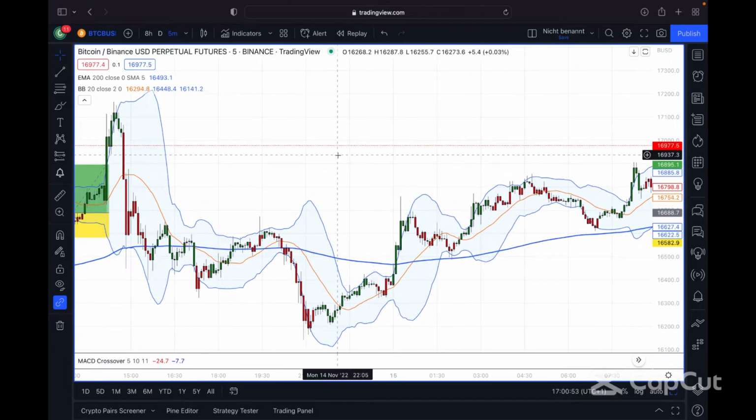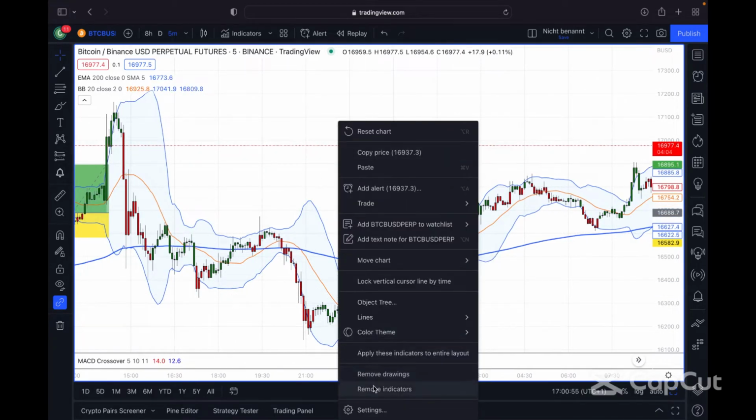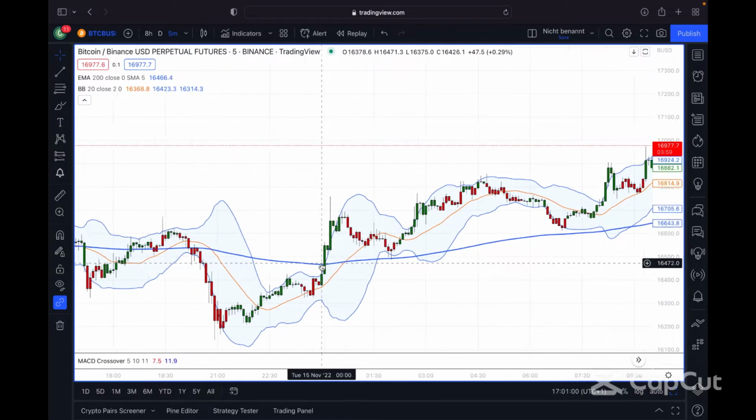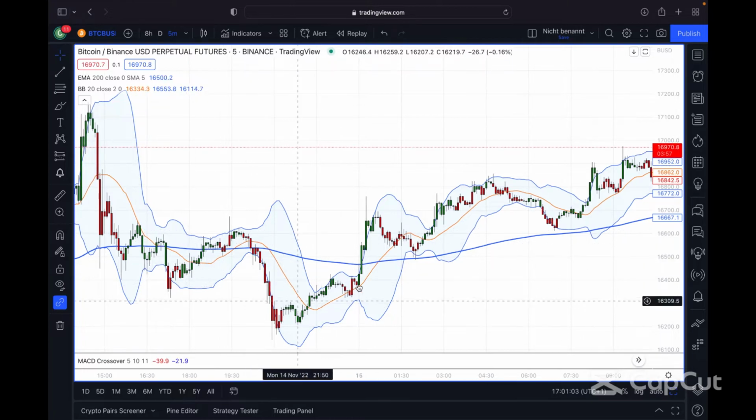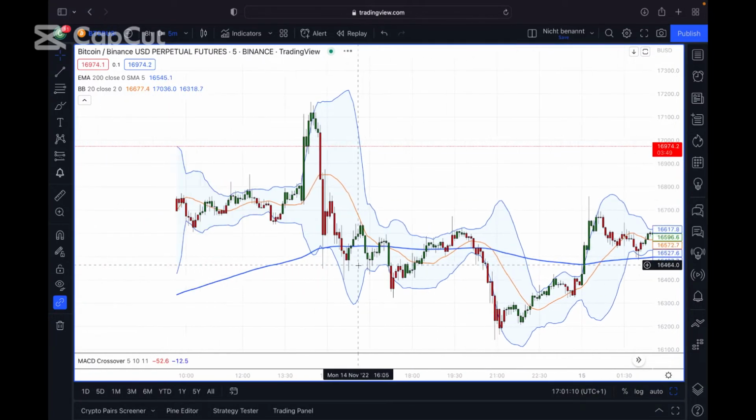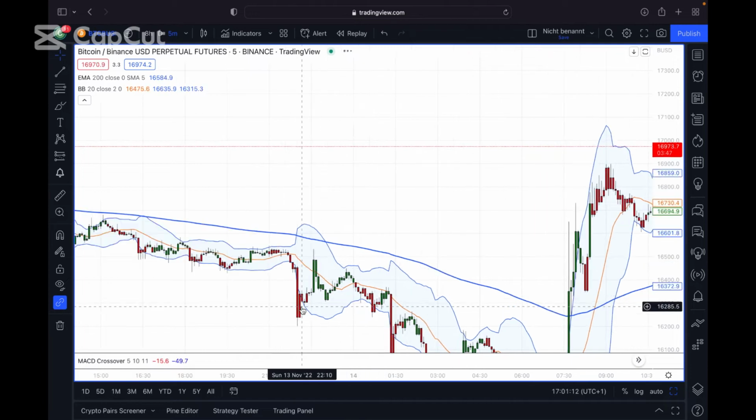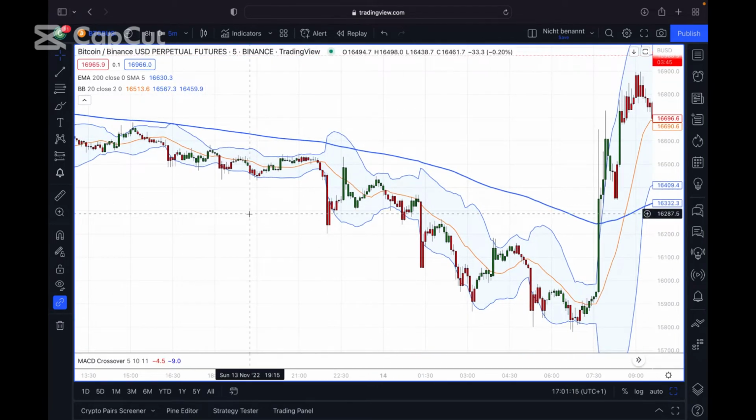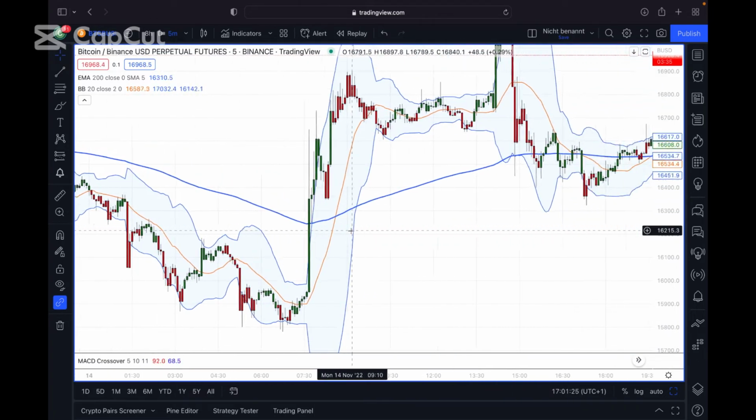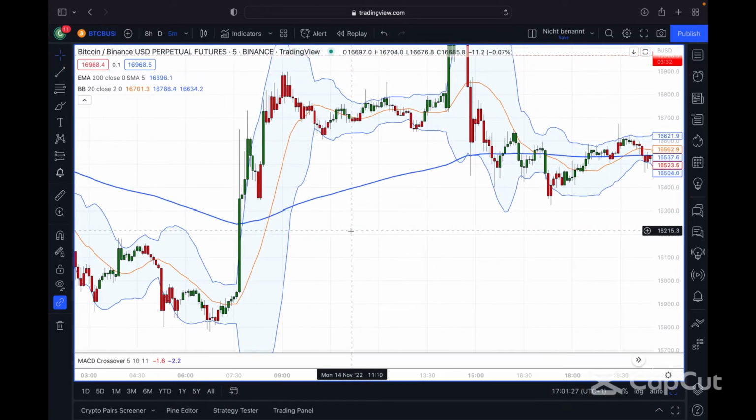For this strategy, let's remove the drawings here. We are looking first at the price action. If the price action is above the 200 EMA, we are definitely in an upwards momentum. And if the price action is under the 200 EMA, we are in a downwards momentum. So here we should only be looking for short entries. The strategy is very basic.